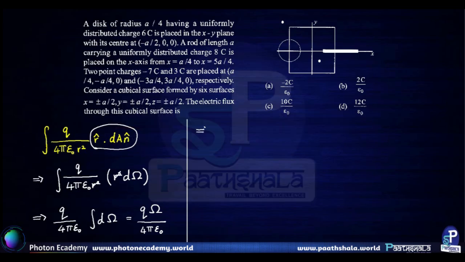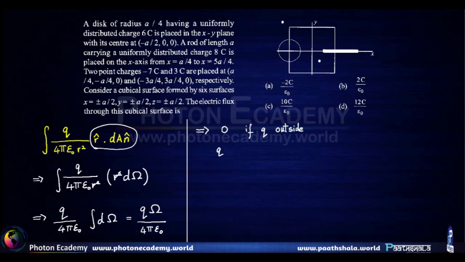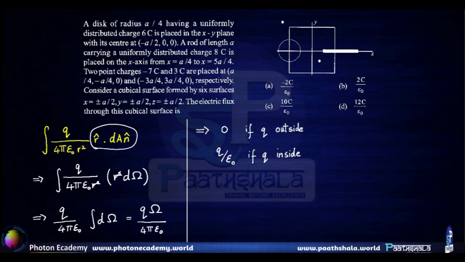So summarizing that, we have flux equal to 0 if the point charge is outside, and it is equal to q by epsilon naught if the point charge q is inside. So now we know that the electric flux through the cubical surface is equal to the total charge that is inside the cube divided by epsilon naught.